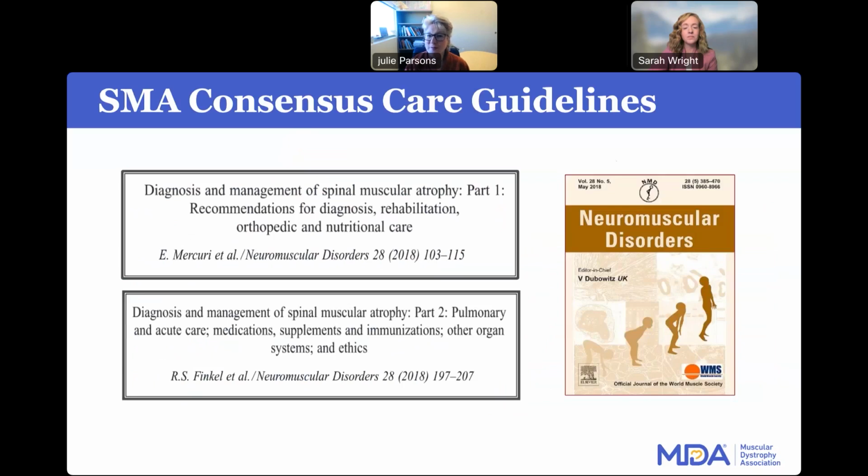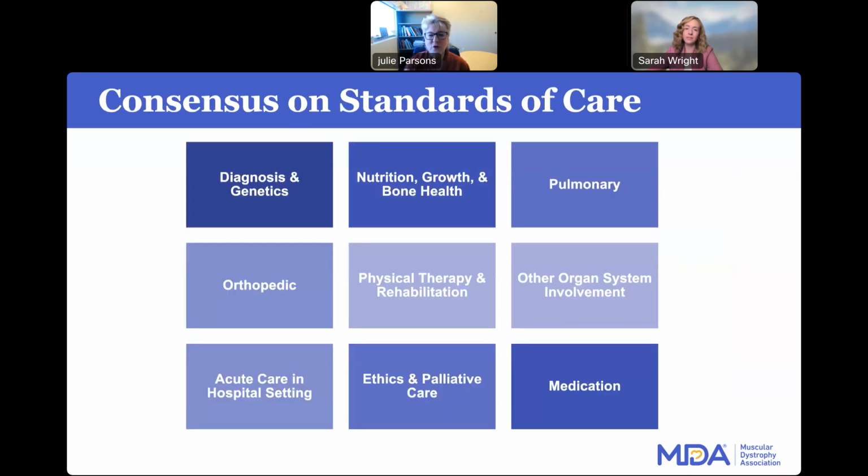Before I talk about those treatments, I think it's really important to also highlight and reinforce the consensus care guidelines. They are a little bit old, last published in 2018 and being worked on and updated, but they are very foundational in terms of promoting multidisciplinary care and treatment for patients with spinal muscular atrophy. Next slide.